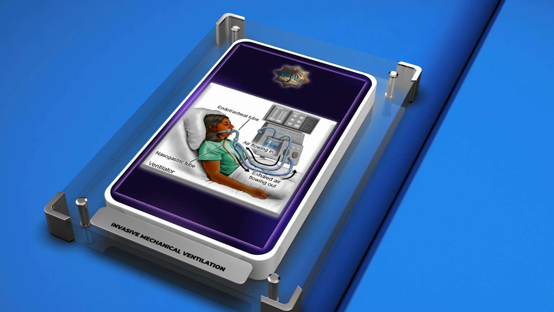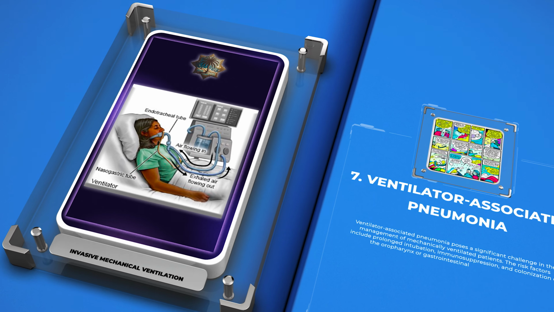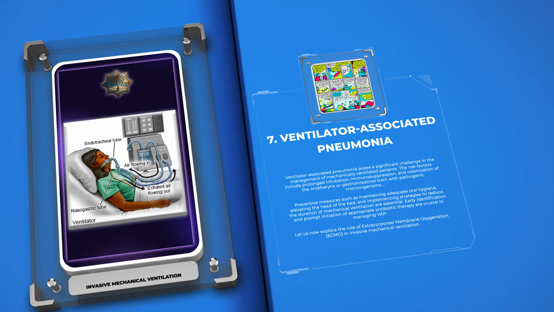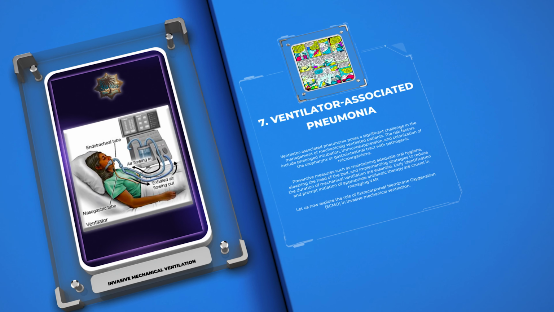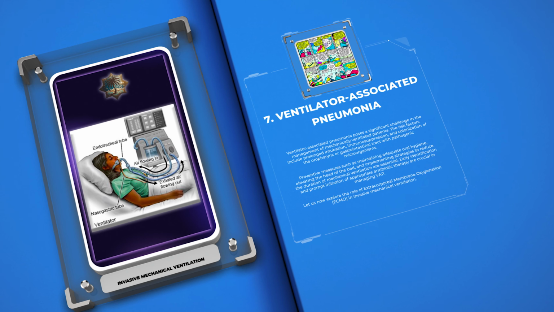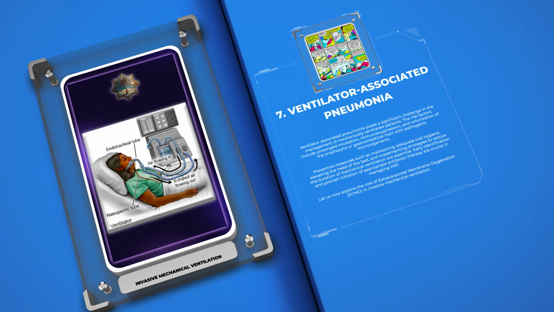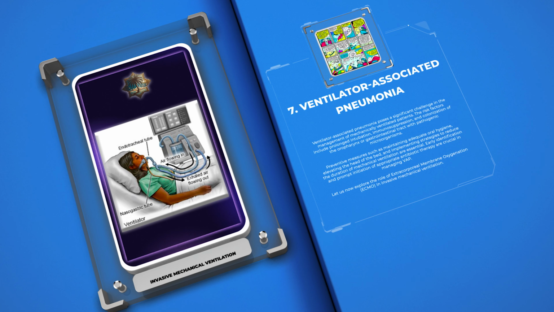Now let us shift our focus to ventilator-associated pneumonia, VAP, its risk factors, and management strategies. Ventilator-associated pneumonia poses a significant challenge in the management of mechanically ventilated patients. The risk factors include prolonged intubation, immunosuppression, and colonization of the oropharynx or gastrointestinal tract with pathogenic microorganisms. Preventive measures such as maintaining adequate oral hygiene, elevating the head of the bed, and implementing strategies to reduce the duration of mechanical ventilation are essential.